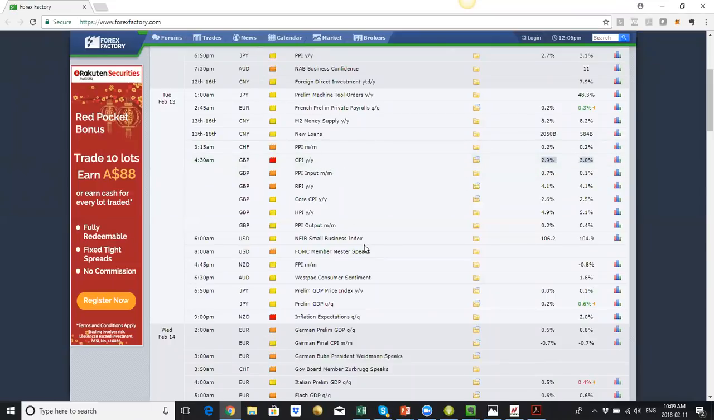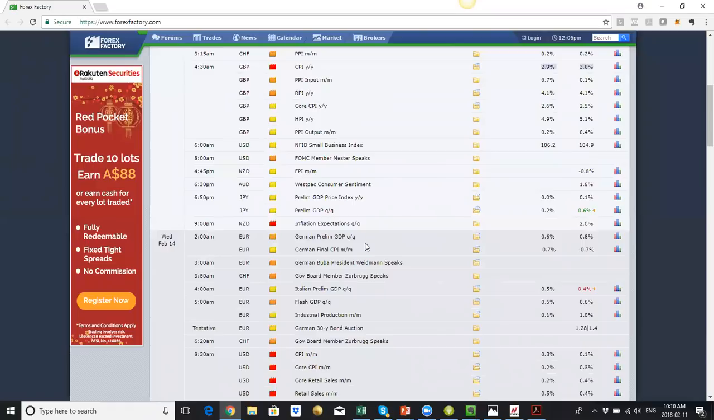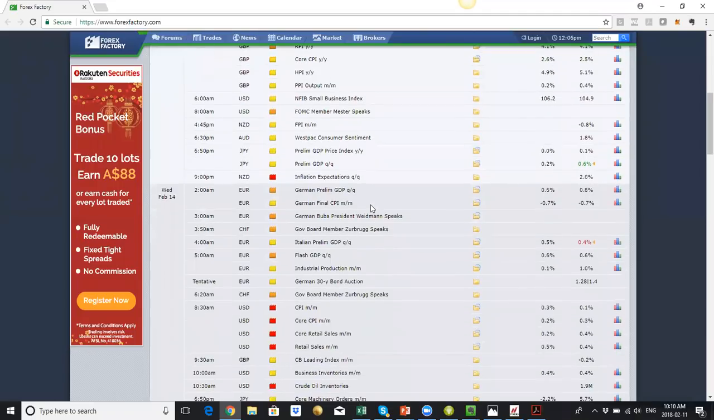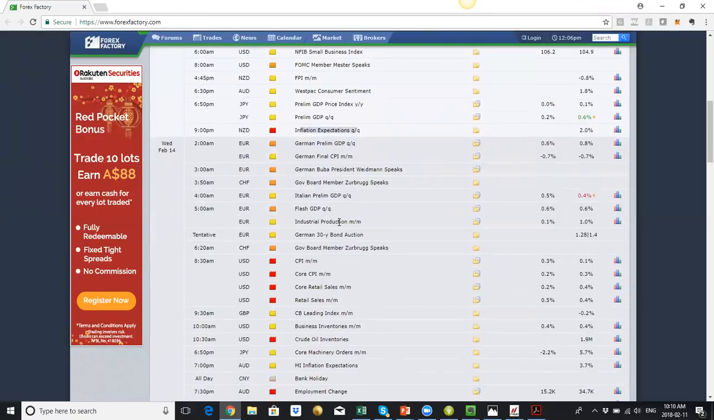That's why the CPI numbers are very important, especially now that the central banks are changing their stance on monetary policy. So these numbers will be very important going forward. And then we have CPI numbers for New Zealand dollar here, so that will be important for that. Going into Wednesday, we have Weidmann speaking, but other than that, we have a flash GDP for euro.